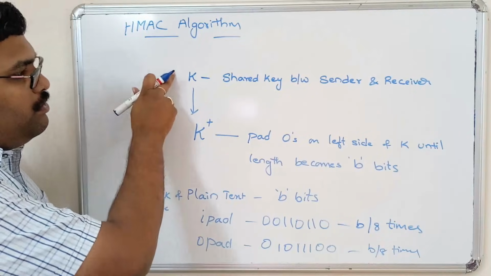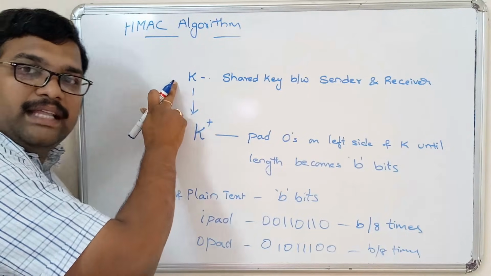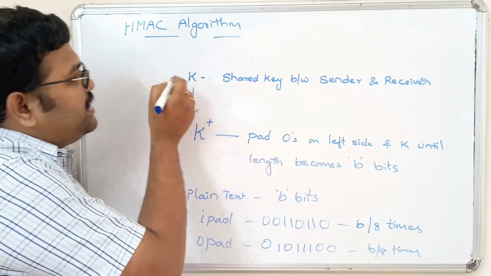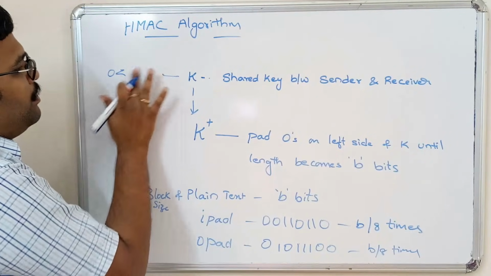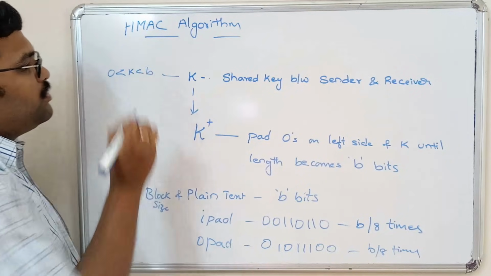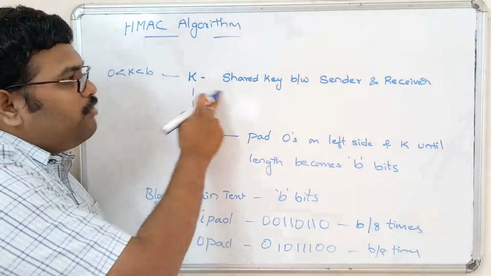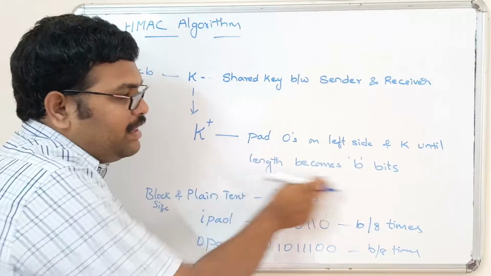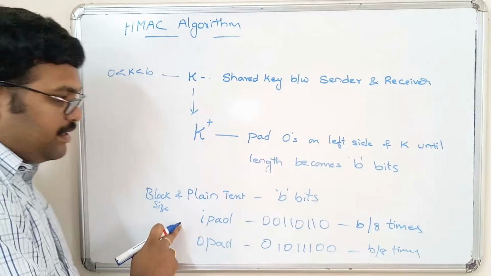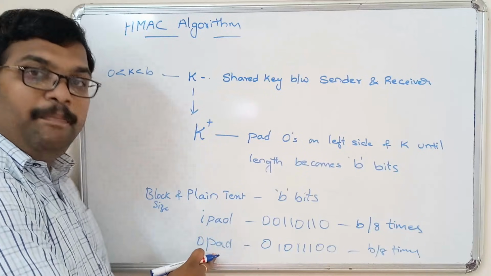First we have to select the key, whose length is between 0 and B bits. If it is less than B bits, we have to pad zeros on the left side until the length becomes B bits. Next, consider the iPad and OPAD.